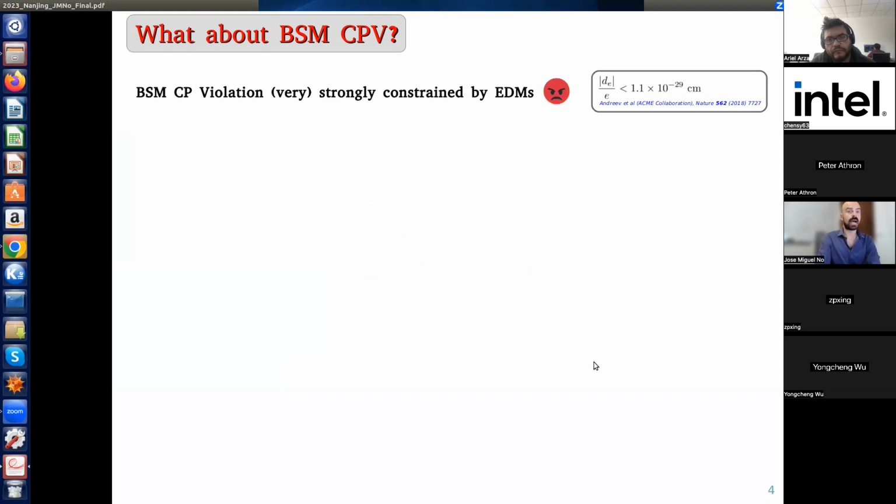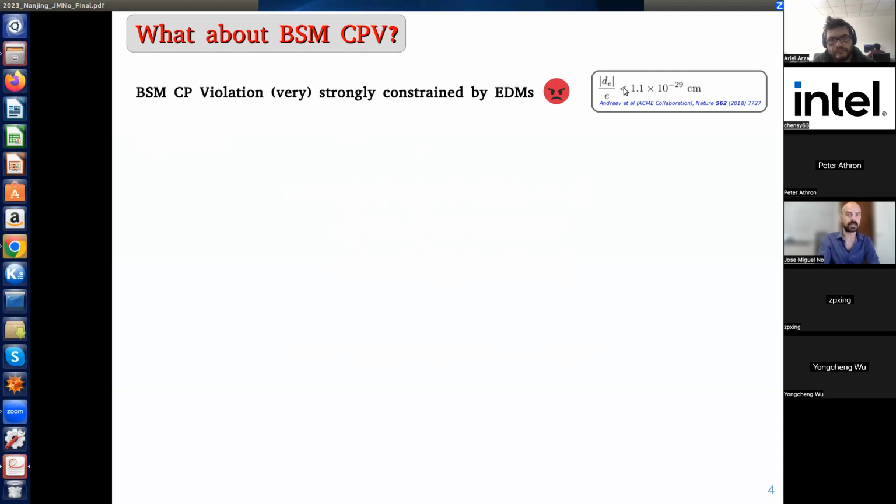So this is good. However, the problem that one faces when dealing with beyond the standard model sources of CP violation, not only these ones in the standard Higgs sectors, but any source normally, is that these new sources are very strongly constrained by experiments, in particular by searches for electric dipole moments.